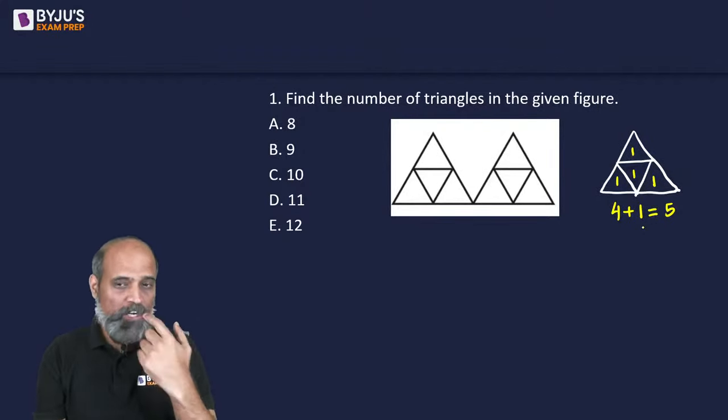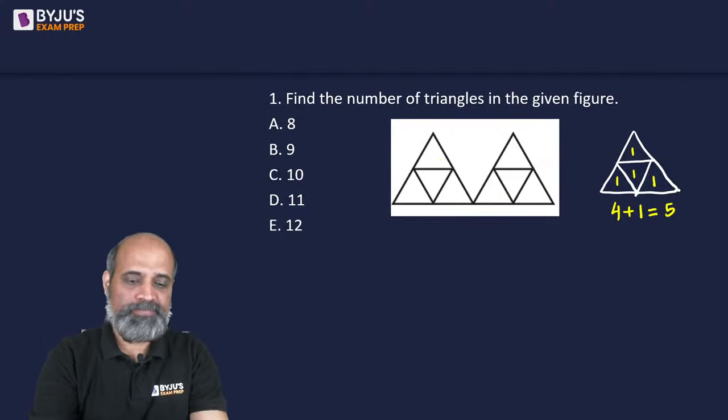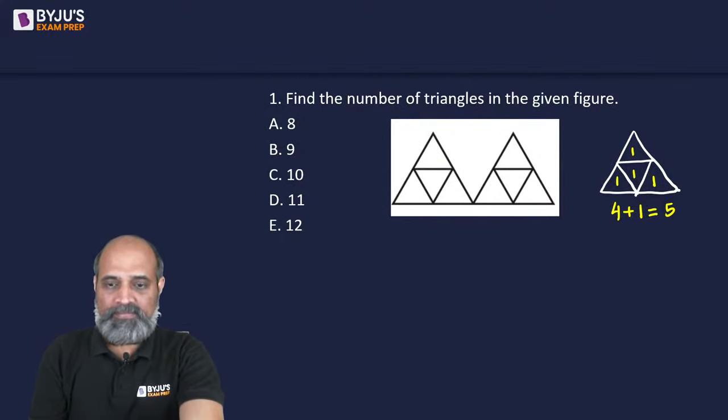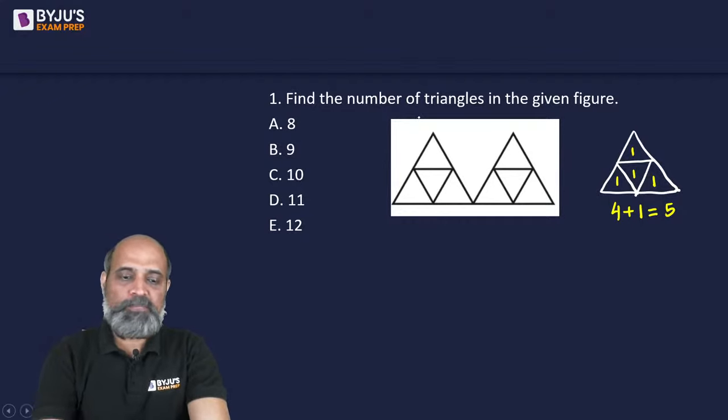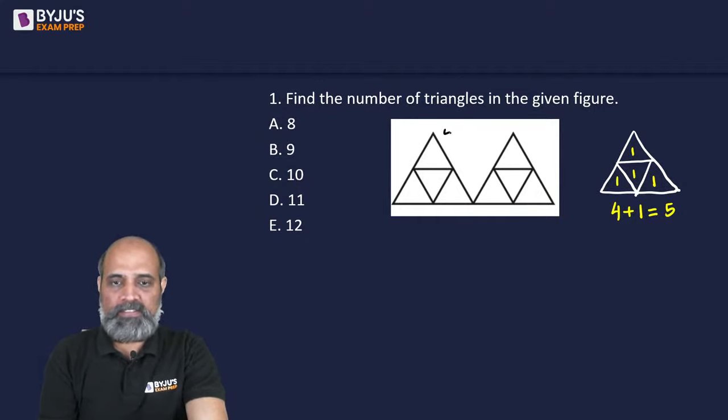So how many triangles do you see we have here? Good, Prajakta. Hi, Shahbaz. So we will be having 5 triangles in this figure.